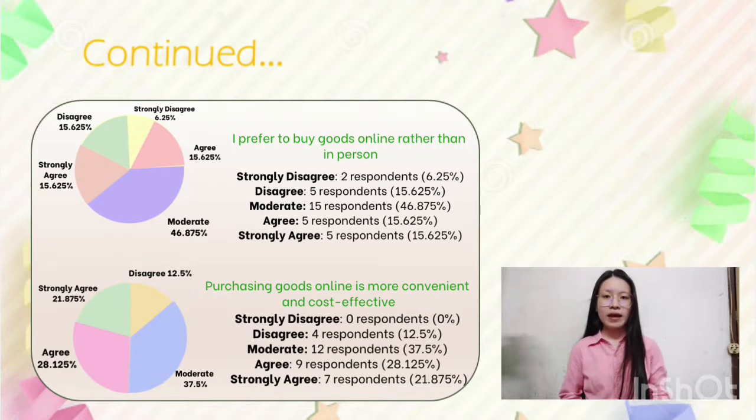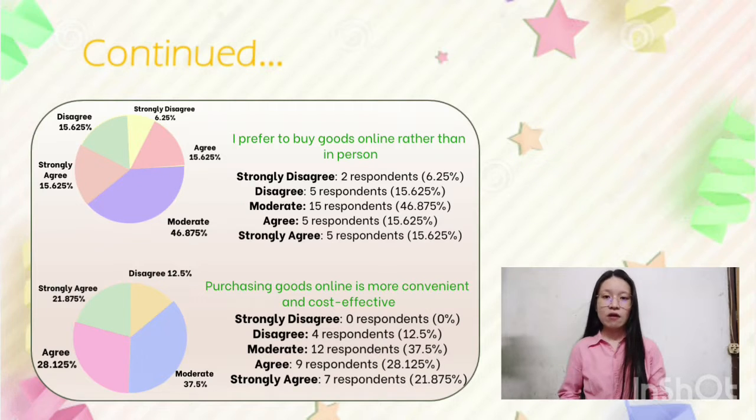The respondents who select agree are 5 respondents, which is about 15.625%. Moderate are 15 respondents, which is about 46.875%, and disagree are also 5 respondents, which is about 15.625%. The sixth, or last, statement is: purchasing goods online is more convenient and cost-effective.